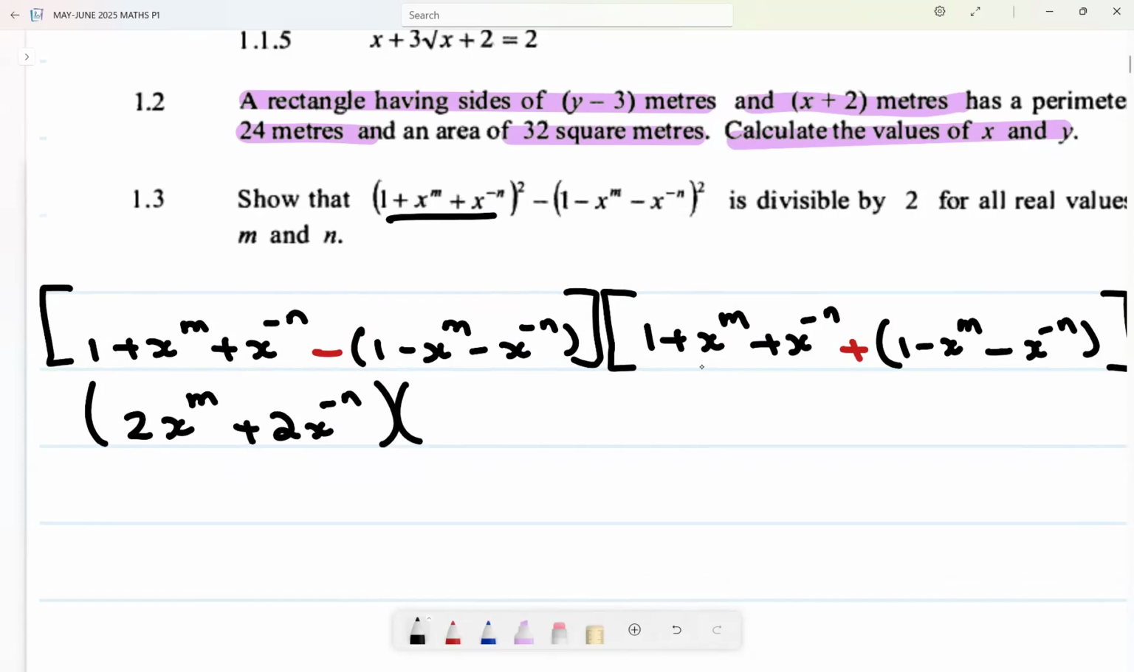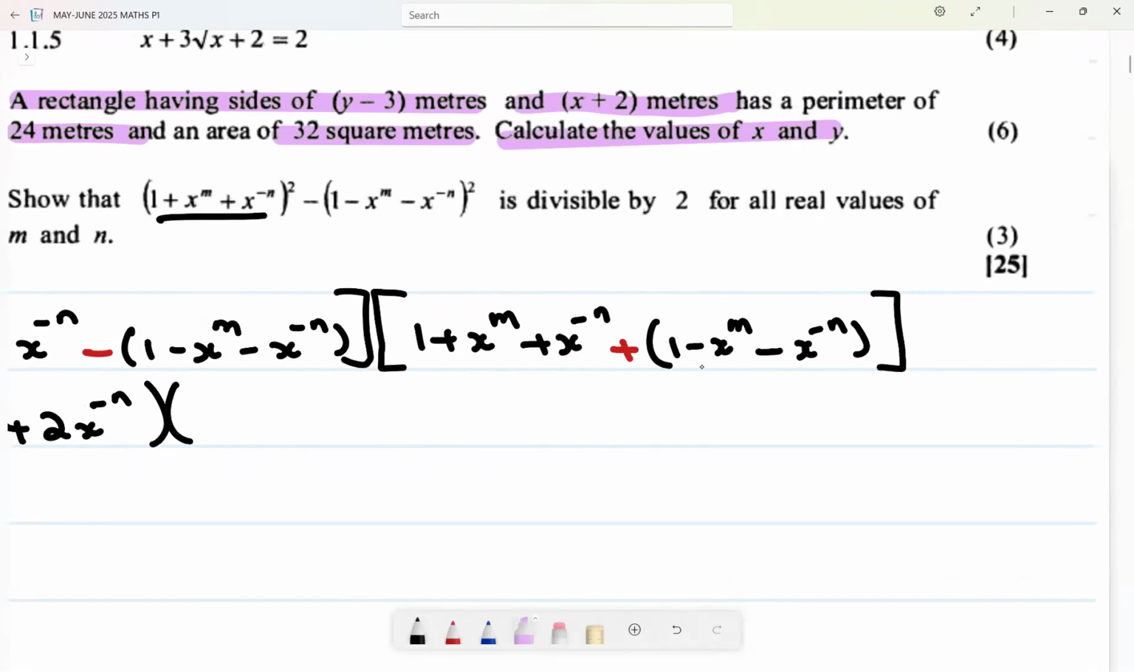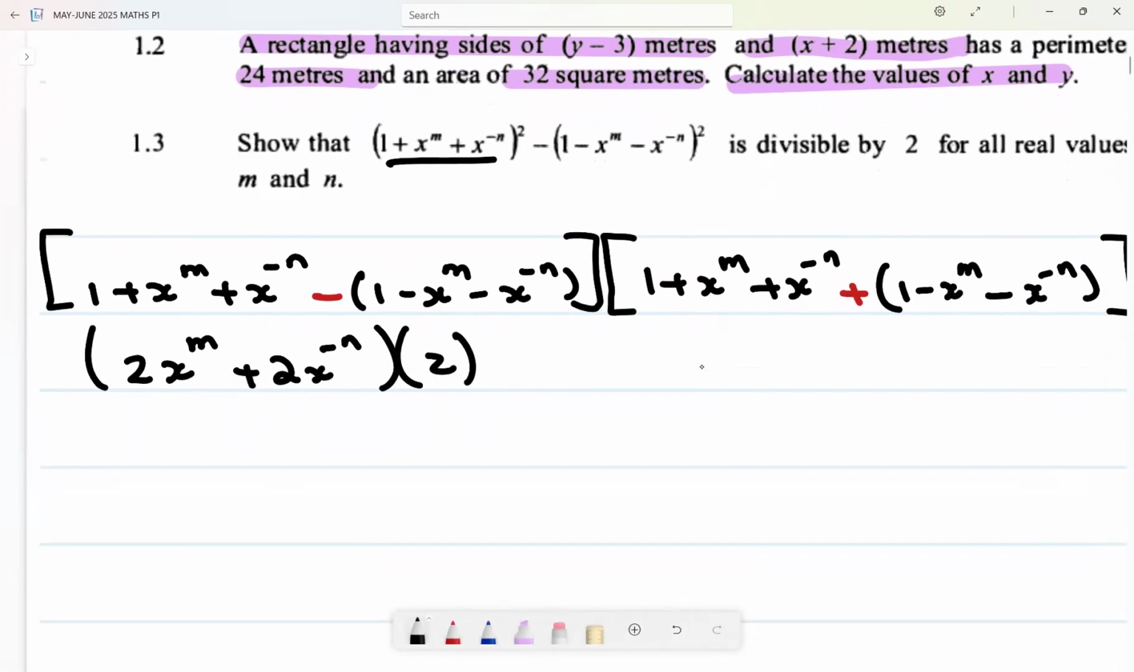All right, let me go to the other one. It's going to be 1 plus 1. This is just 2. And then I'm going to have x to the power of m plus and minus, so it's going to be minus this one. They cancel off. And then I'm moving on, x to the power of negative n minus x to the power of negative n. So it's just that. Can you see here? Can you see it gives me what? It gives me this part.